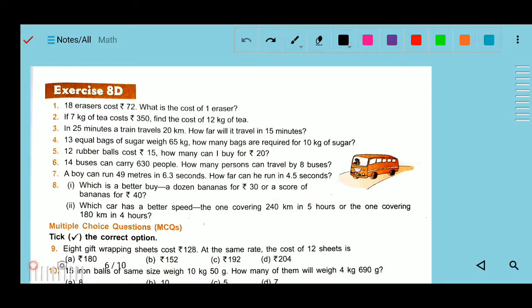Good morning, students. Today we will solve exercise 8D, page number 167. In this exercise we will solve the questions by the unitary method.